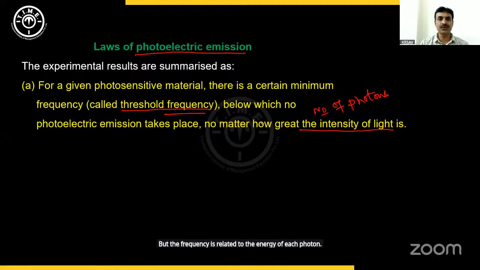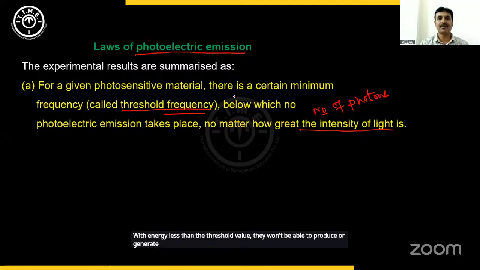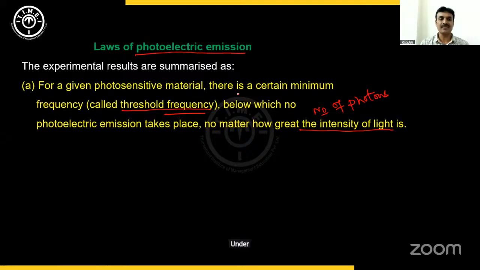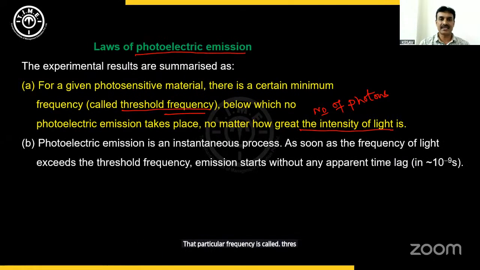So for each photon, a certain minimum energy is required to cause photoelectric emission. Though there are a large number of photons with energy less than the threshold value, they won't be able to produce or liberate electrons from the metal surface. Understood? So for that, there is a certain minimum frequency. That particular frequency is called threshold frequency.